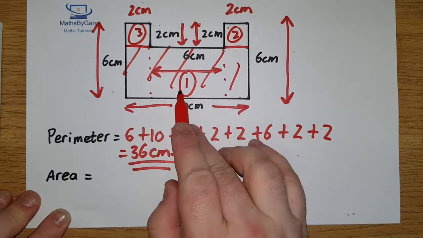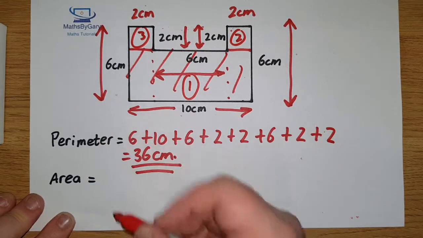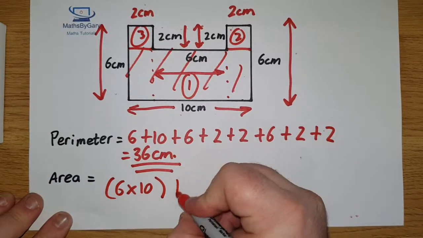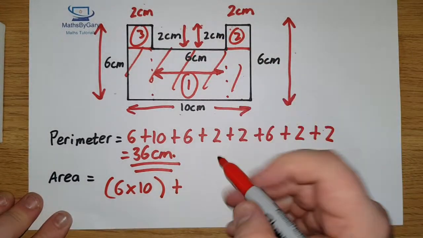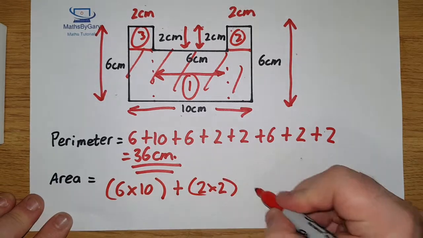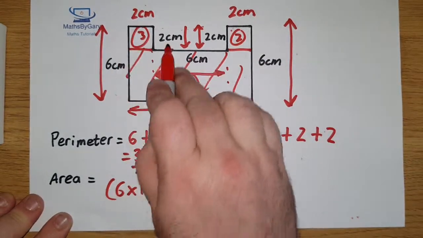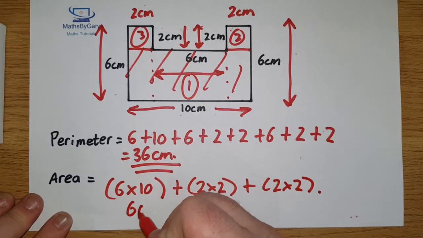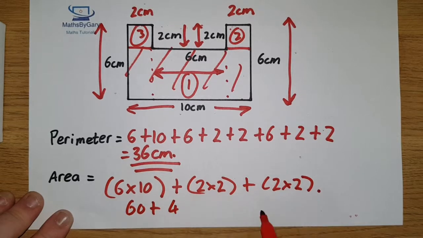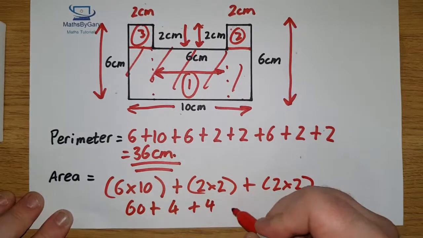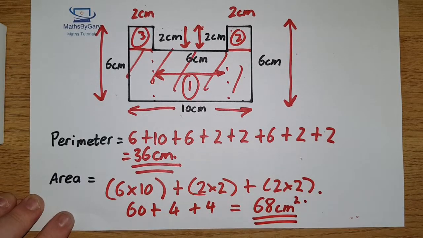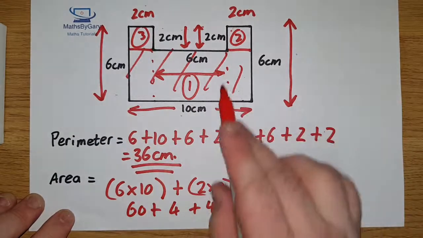So the rectangle 1 is simply 6 times 10, and then plus shape 2, which is 2 times 2, and then plus the third shape, 2 times 2, which gives us 6 times 10, 60 plus 4 plus 4, which gives us 68 centimetres squared. And there you go, that's the area of this particular shape, which is broken into 2 squares and 1 rectangle.